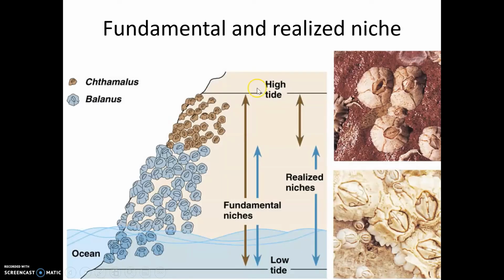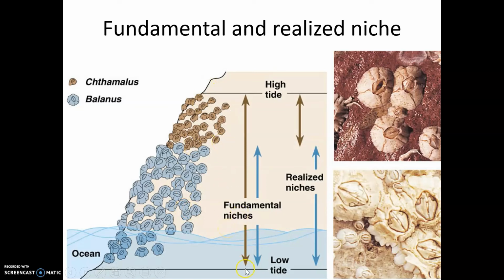And one more example of this thing with the fundamental and realized niche. So these are 2 species of barnacles. And barnacles, that's a little crustacean. And it lives inside these tiny shells over here, and it can only live where it once in a while receives water. If there's no water at all, then it dries out. So it needs the waves to splash, and it needs the tide to rise, so that it's once in a while covered in ocean water.